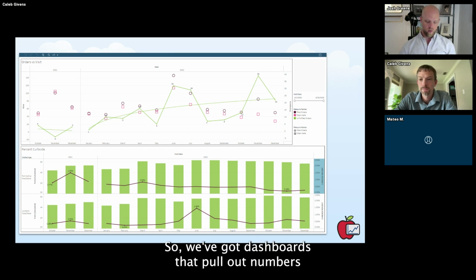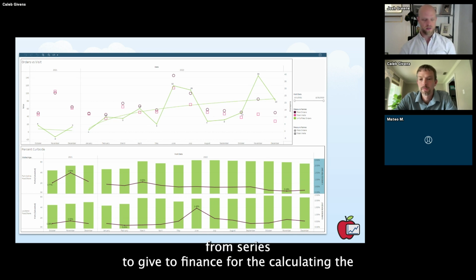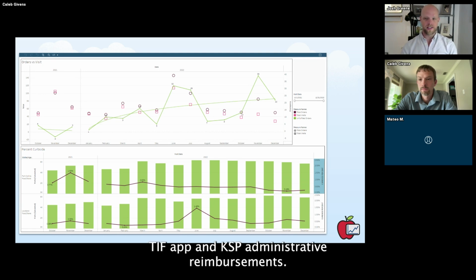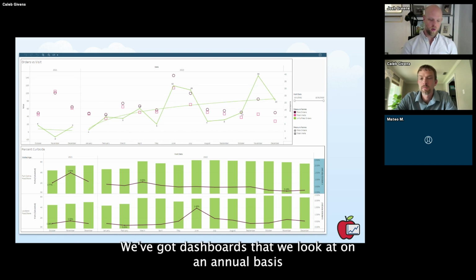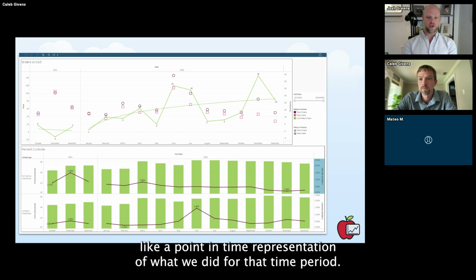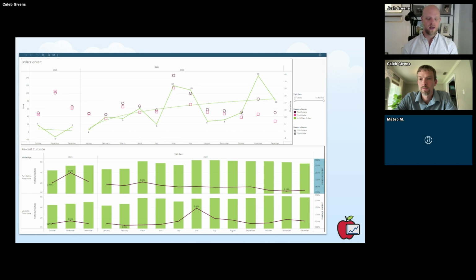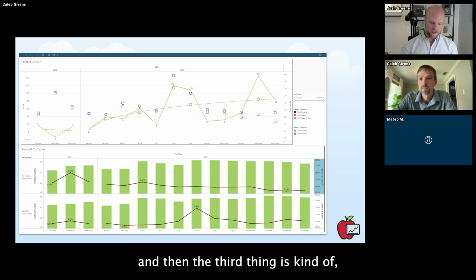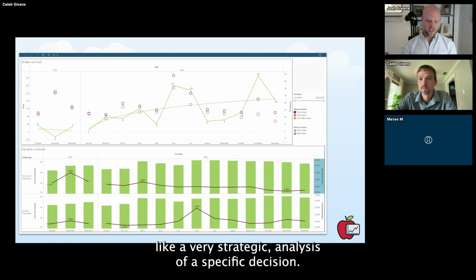So we've got dashboards that pull out numbers from series to give to finance for calculating the TFAP and CSFP administrative reimbursements, right? We've got dashboards that we look at on an annual basis that are just pulling out our key overall annual KPIs that are meant to be a point in time representation of what we did for that time period.